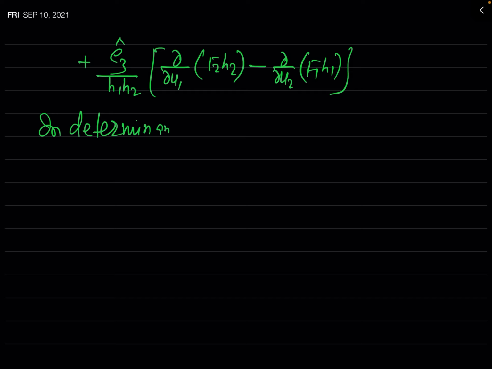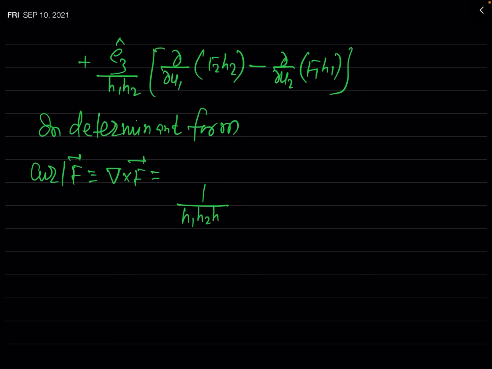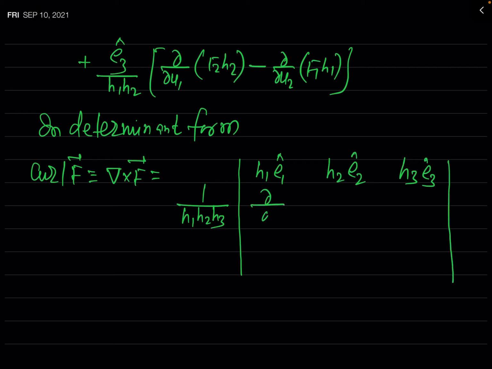In determinant form, you can write curl of f, which is equivalently written as del cross f. That can be written as 1 over h1 h2 h3, times the determinant with rows: h1 e1 hat, h2 e2 hat, h3 e3 hat; del del u1, del del u2, del del u3; and f1 h1, f2 h2, and f3 h3.